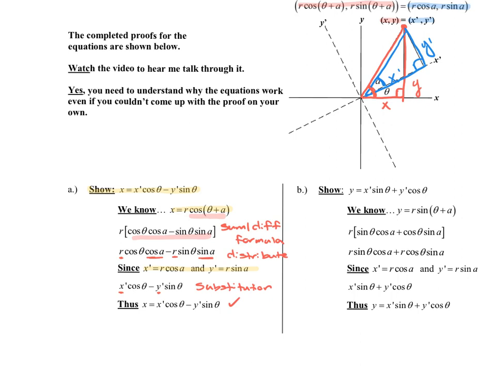If you look over here on the right-hand side, I've done the exact same process with the y. Once again, I took the sine of theta plus a and did my sum and difference formula again. So these are the exact same proofs. Then we distributed the r, and I used the same conversions from up above. Here was my r and my cosine a, so it could become an x prime. And I had my r and a sine a, and it became my y prime. And then I was all done again.